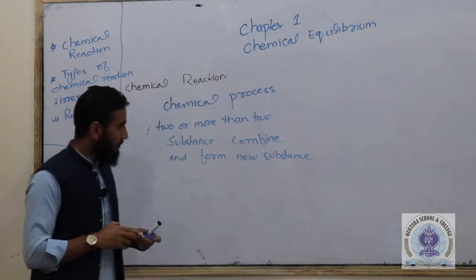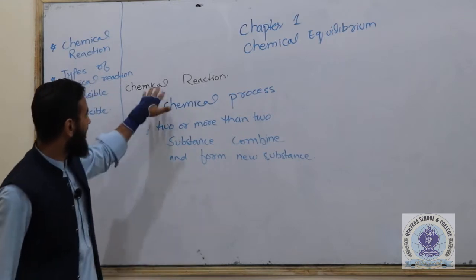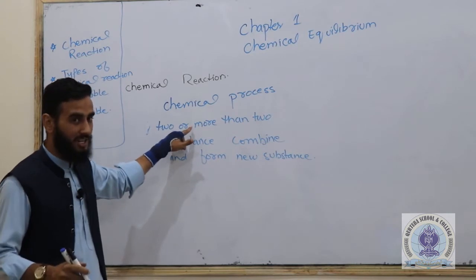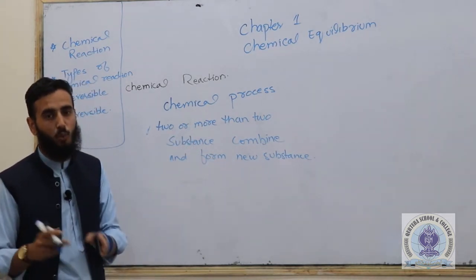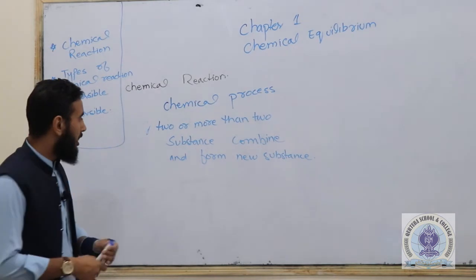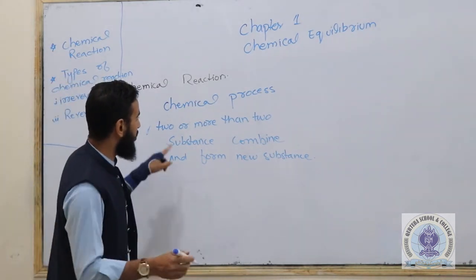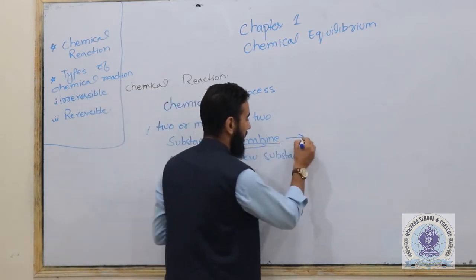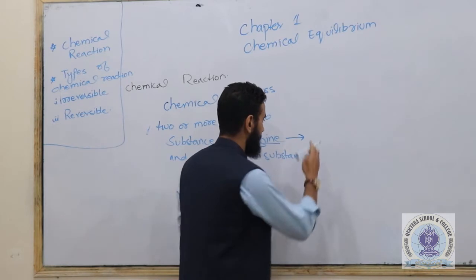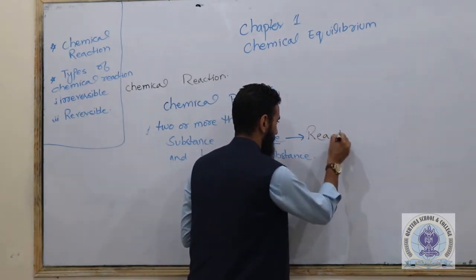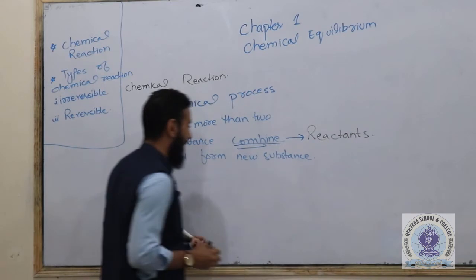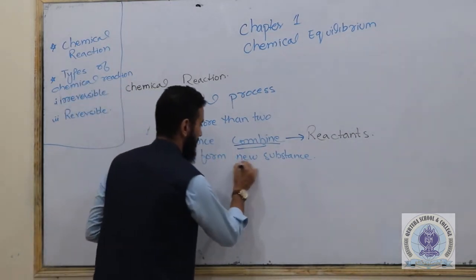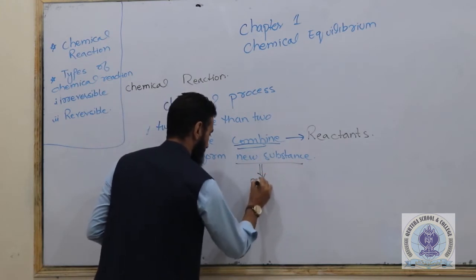Dear students, a chemical reaction can also be defined as a chemical process in which one substance might be decomposed and will form two substances. Those substances which combine in the case of a chemical reaction are called reactants, while the new substances which are formed as a result of these combinations are called products.